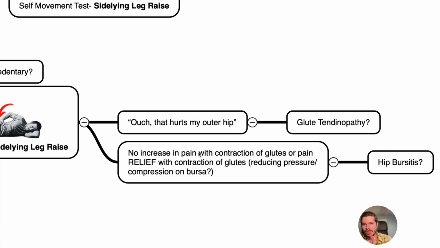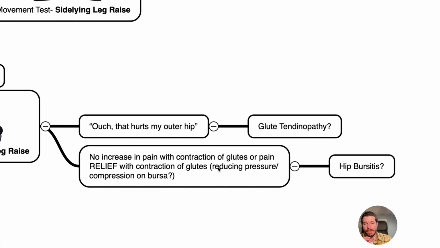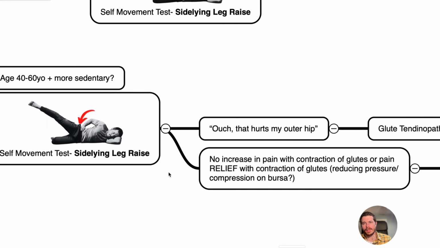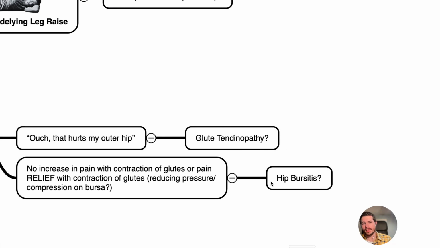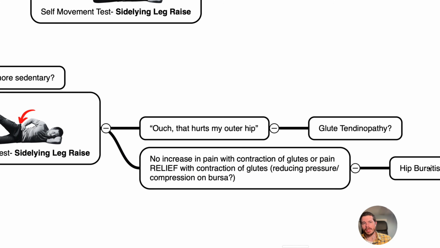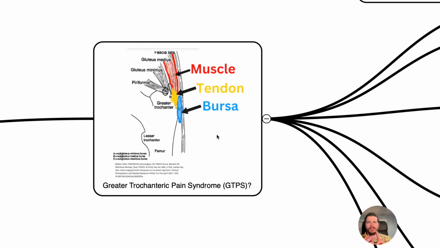Or, even more clearly, let's say you get relief of your symptoms on the outer side of your hip with contraction of the glutes, potentially by reducing pressure and compression on the bursa. Then this increases the probability a bunch that it is hip bursitis. Why? Because it would be inconsistent to tell me that if you have a glute tendon problem, contracting it and making it work harder makes it feel better. So the fact that you can contract your hips via this side-lying leg raise and experience relief of symptoms in the moment tells me it's more likely a bursa problem, not a muscular problem. Hopefully that makes sense. Greater trochanteric pain syndrome, gluteal tendinopathy, hip bursitis, that's how you start to differentiate.